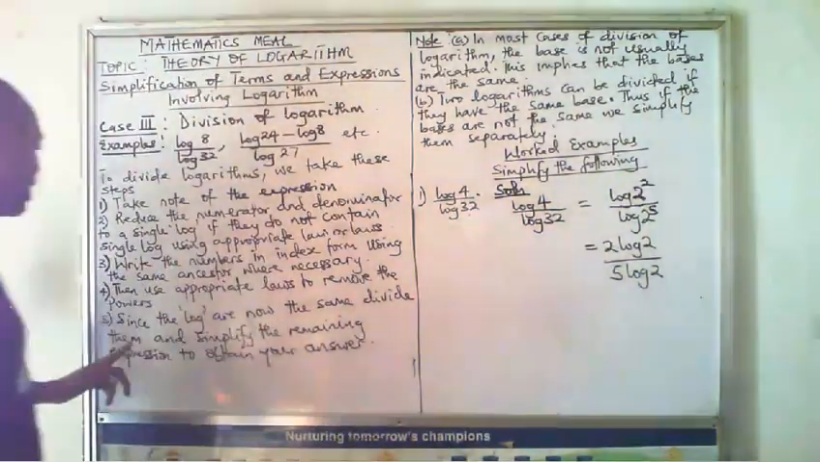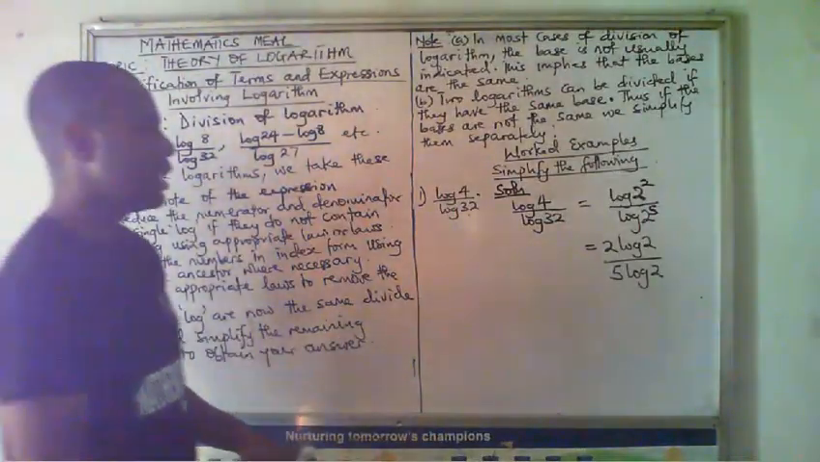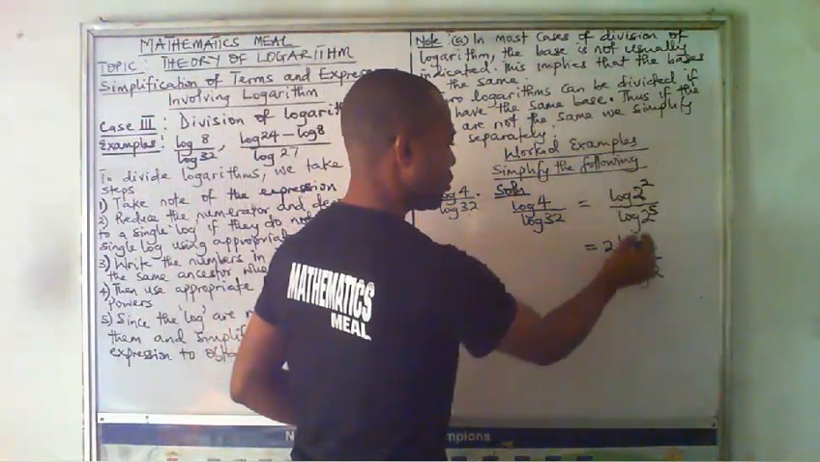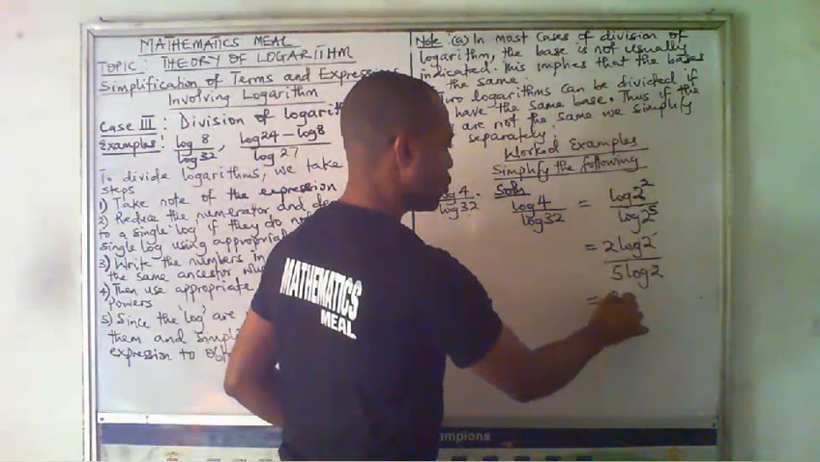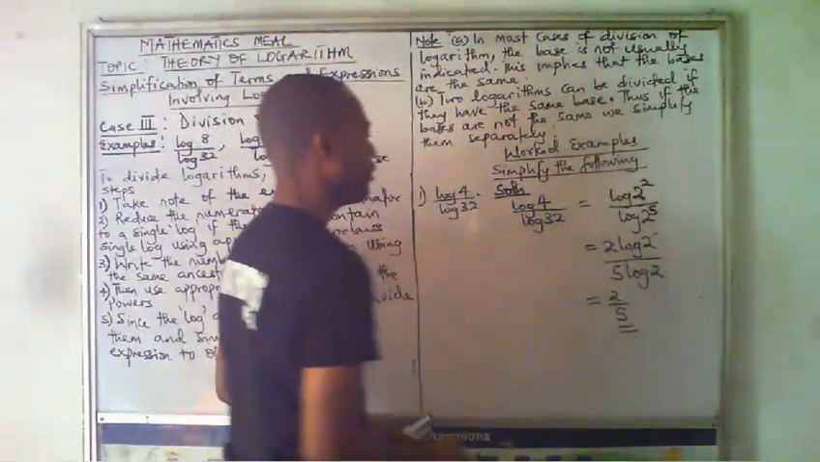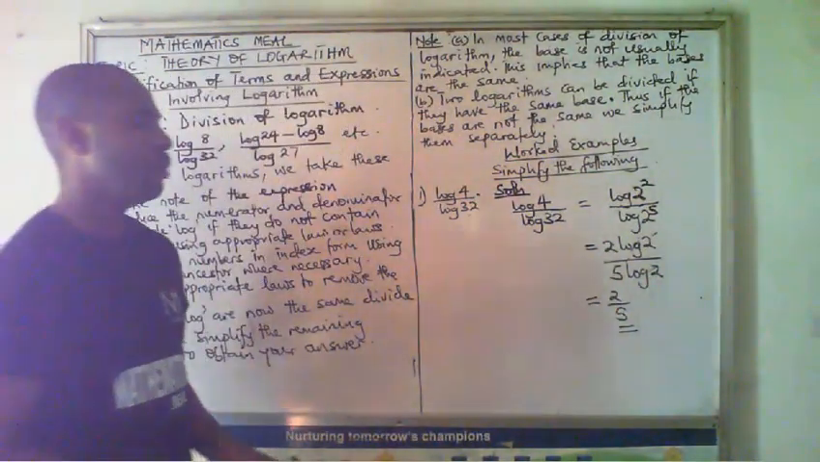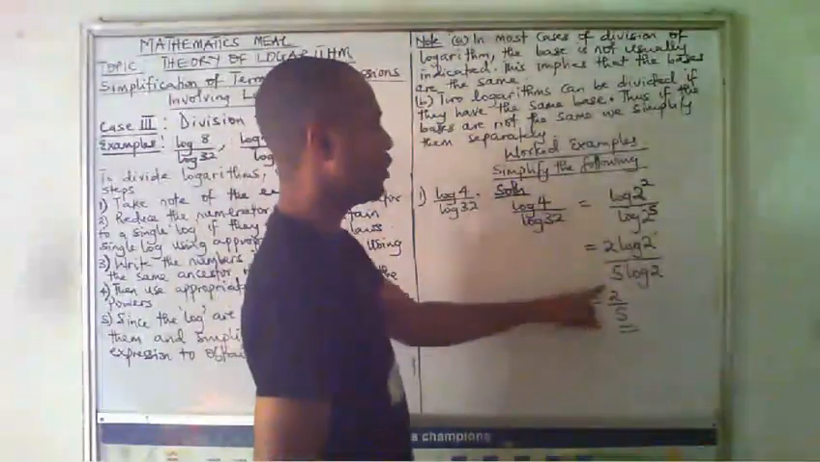they say divide them and simplify the remaining expression. So these two are the same, so they can divide. Log 2 can divide log 2. I'm left with 2 over 5. So log 4 all over log 32 will give us 2 over 5.